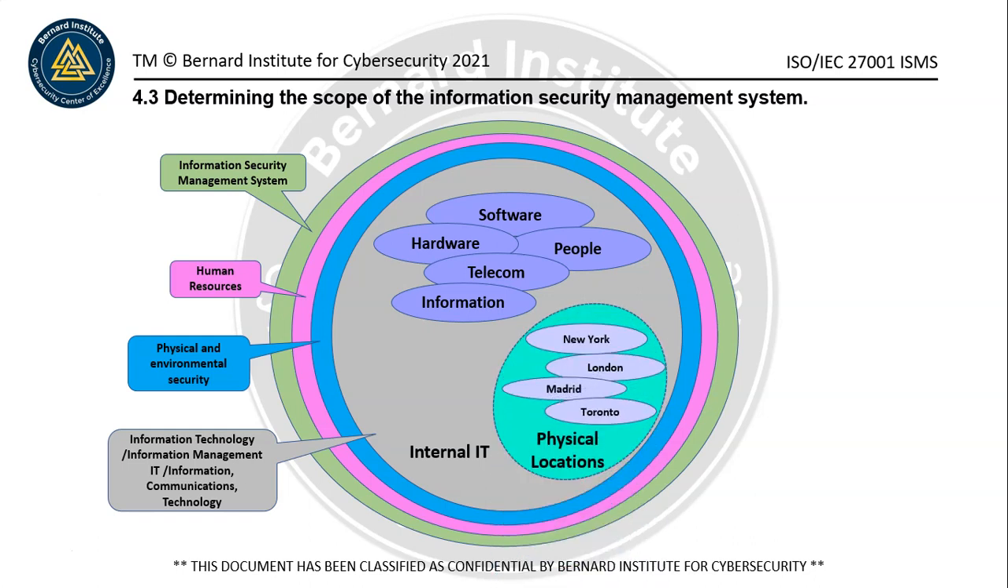And of course, we have a number of locations that are in scope. So we have assets that are in scope. We have locations, New York, London, Madrid, Toronto. These are all physical locations that are in scope. Now, there are also some things that are out of scope. So you need to also mention the things that are out of scope.